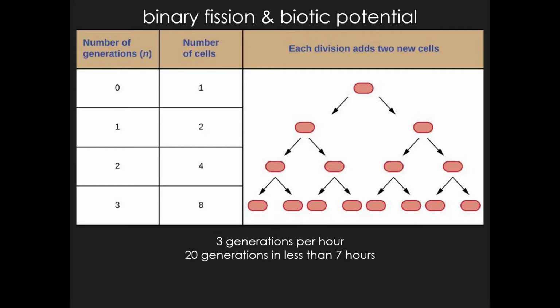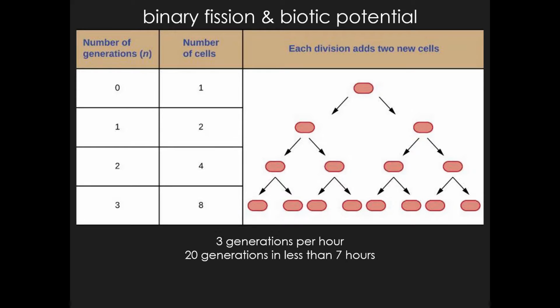Now that you understand how binary fission occurs, I want to talk about something called biotic potential. Biotic potential is not something that's specific to microorganisms. Any organism that's capable of reproduction has a biotic potential, the potential to grow and populate a given area. The biotic potential of any organism is dependent on two major things. The first is how many offspring you have with each reproductive event, and the second is how quickly you're able to make that reproductive event happen.